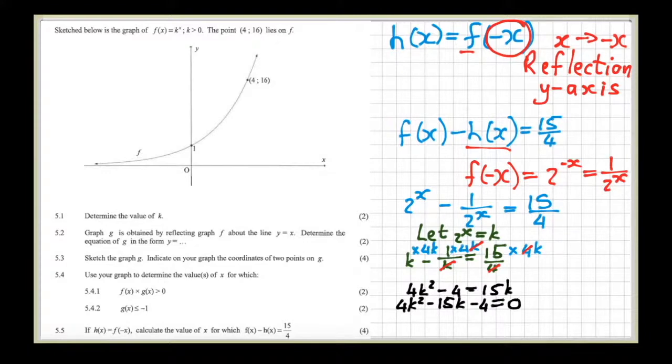I'm sorry, it seems like I'm running out of space here, but I'll make a plan now. If I factorize this correctly, I've got 4k in the one bracket and k in the other bracket. Now I want to get to a large number, so I want to get to 15 as my middle term. So I want 4 times 4 if I multiply out my brackets, and I want a 1 there, a minus and a plus.